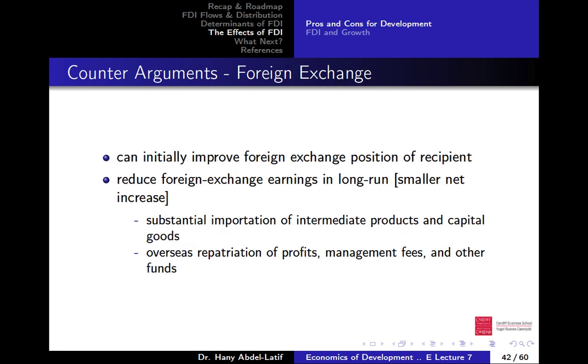The idea about filling the gap related to the foreign exchange, the foreign exchange gap, might happen initially, yes. But in the long term, if they import most of their intermediate products and capital goods, that might actually worsen the case here. It might not have the impact that we would imagine. And also, most of them send the profits abroad, so they do not reinvest their profits. When they make profits, and they do make lots of profits, it depends on whether they're going to reinvest these profits in expanding the project in the host economy, which means more benefits to the host economy, or will they just send most of this money back to the home country.